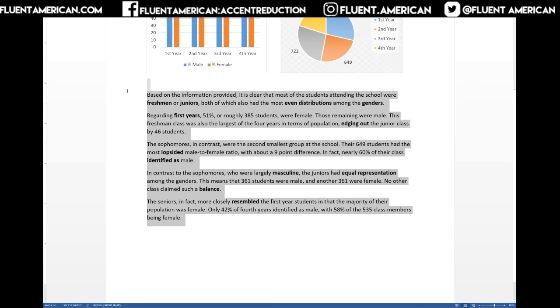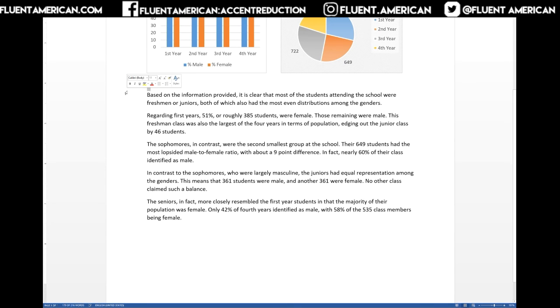Lastly, we're paying attention to grammar. A couple things for grammar. Notice that a lot of these sentences are starting with little phrases. So for instance here, based on information provided, regarding first years, in contrast to the sophomores. And so these are just little things you can do to start your sentences.